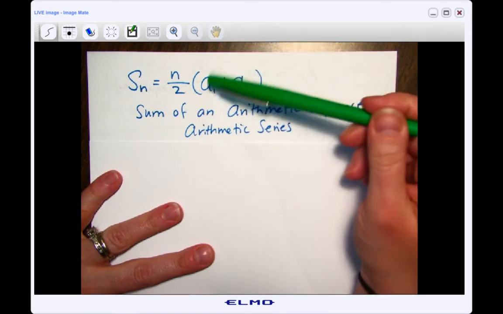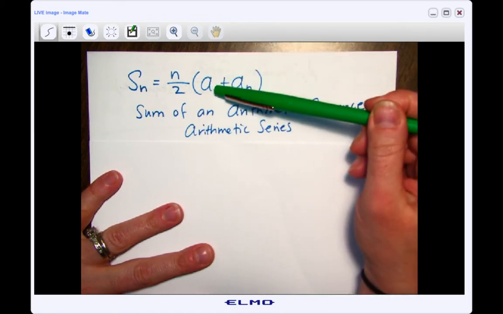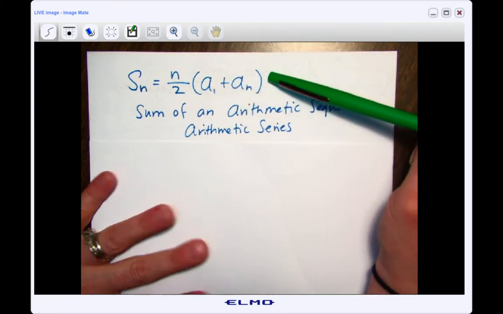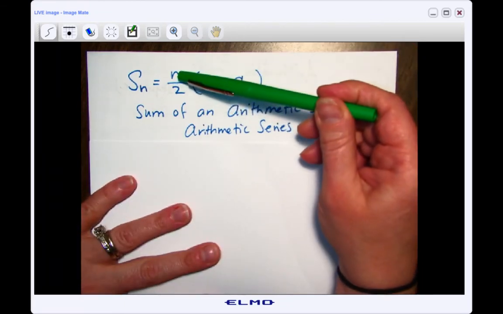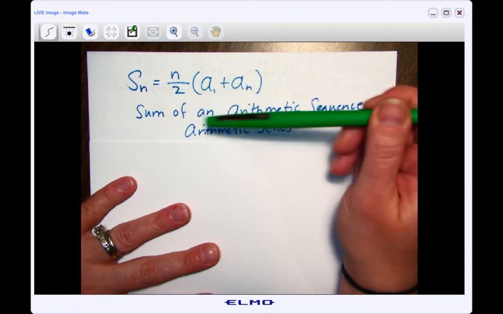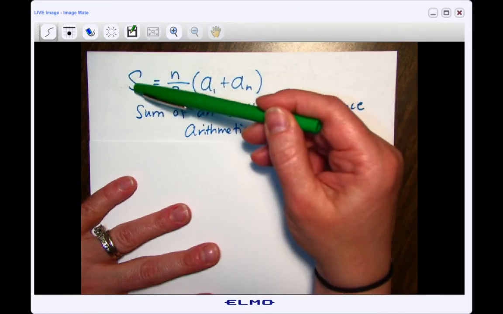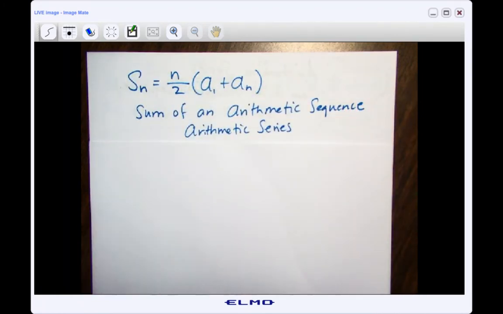And of course, what do these ones stand for? A sub 1 stands for our first term. A sub n stands for the last term that we want to sum up to. And n, of course, is the number of terms. And S of n is the sum up to that number of terms. Okay, so let's just take a look.